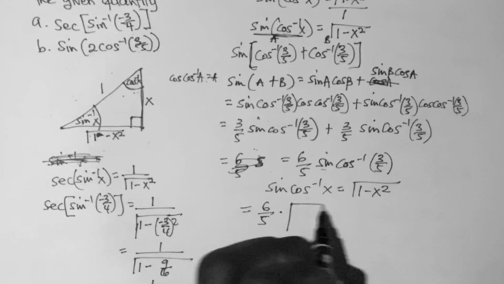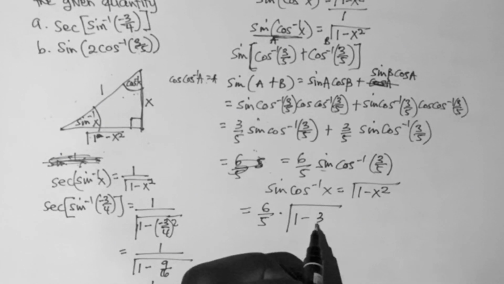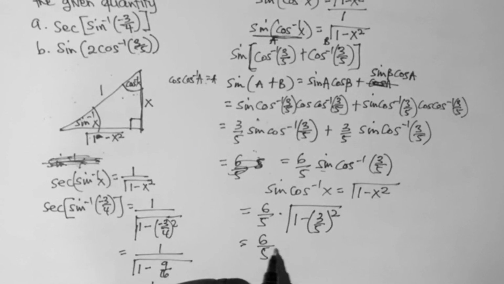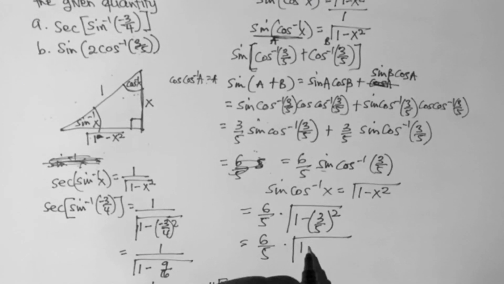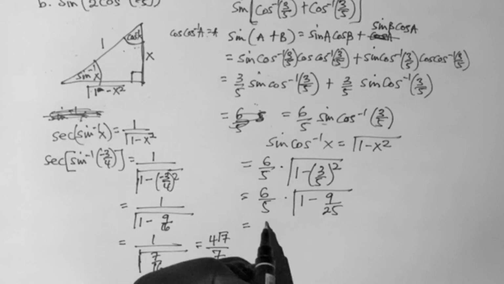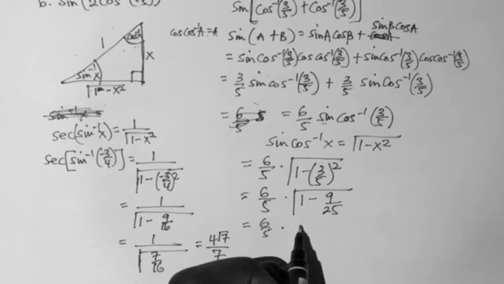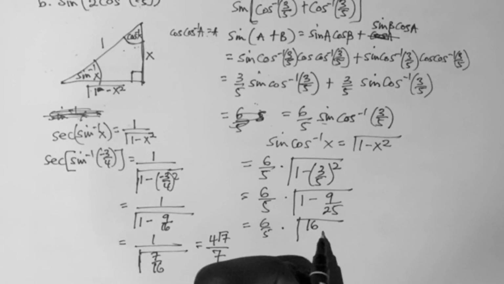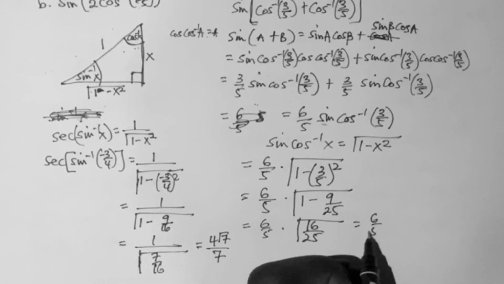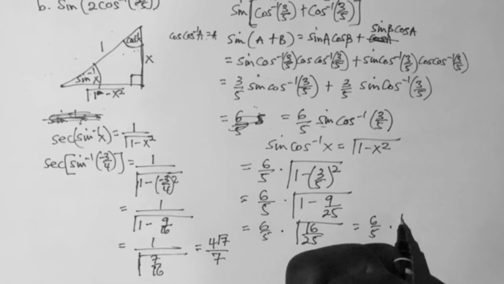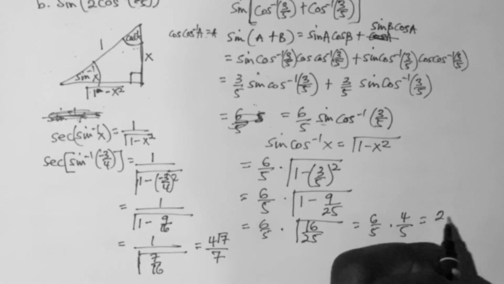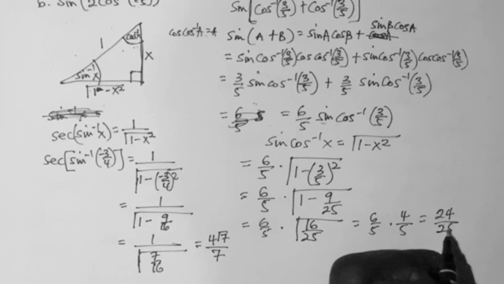So times square root of 1 minus 3 over 5 all squared. So this is equal to 6 over 5, then times square root of 1 minus 9 over 25. So this is equal to 6 over 5 times square root of 16 over 25. And this is equal to 6 over 5 times root 16 is 4 divided by root 25 is 5, and that is equal to 24 over 25.